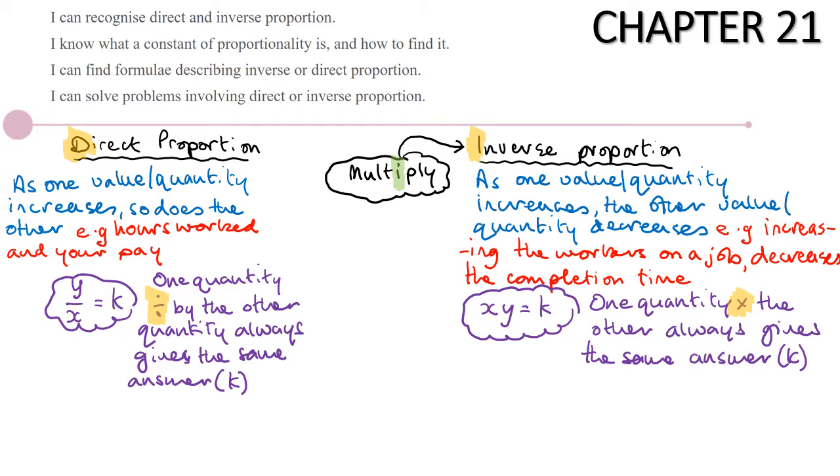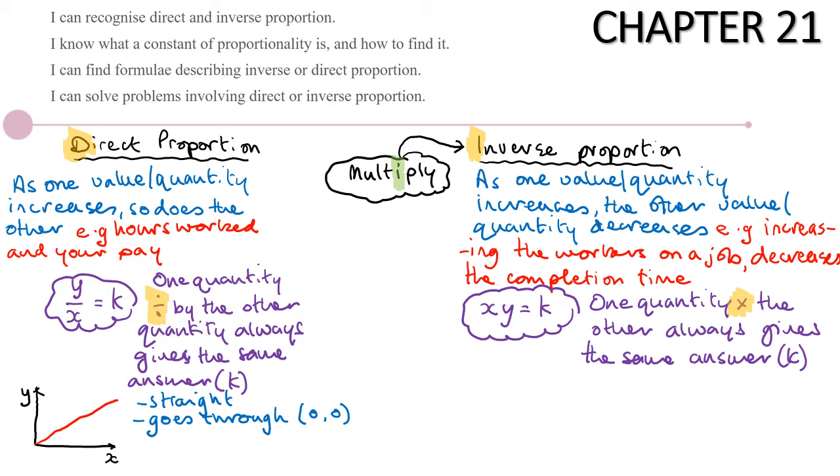The other thing to do with direct and inverse proportion is their graphs. If you have a graph for direct proportion like this, if I call the axes x and y, it will always be a straight line that goes through the origin. It might be steeper than this, it might be less steep, but it will always be a straight line, and it will always go through the origin, that's (0, 0).